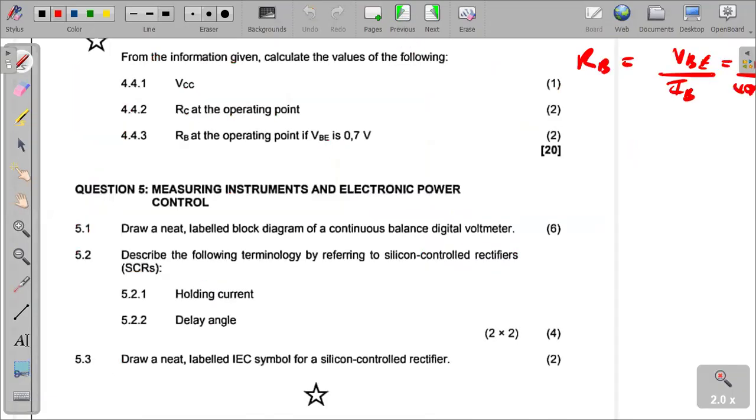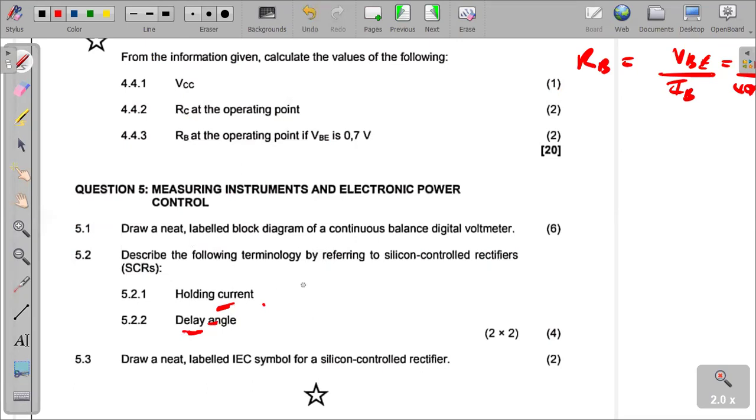So the next question was saying, describe the following terminology by referring to the silicon controlled rectifiers. The holding current. So holding current is simply the minimum current needed to hold the SCR in its conducting state. So if it goes below the holding current, it switches off. So it's very important that it always remains above the holding current if it is in on state. Then the delay angle, it is the time the SCR is off or delayed before it starts to conduct. That's the delay angle.